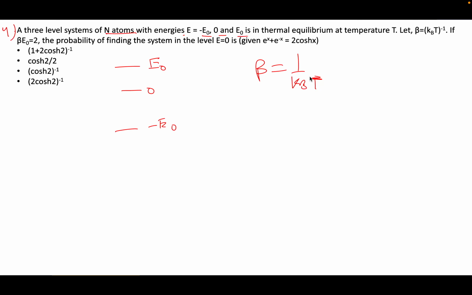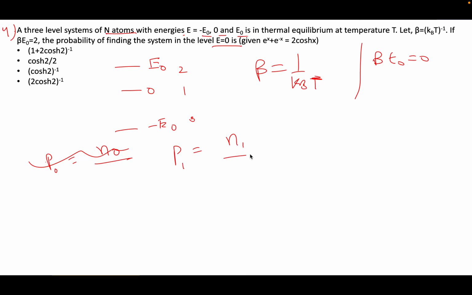If beta E naught is equal to 2, this is given, find the probability of finding the system in level E equal to 0. Okay, the probability of finding the system in the 0th level is n0 divided by n. This is the ground level 0, this is level 1, this is level 2. So P at level 1 is n at 1 divided by n at 0 plus n at 1 plus n at 2.